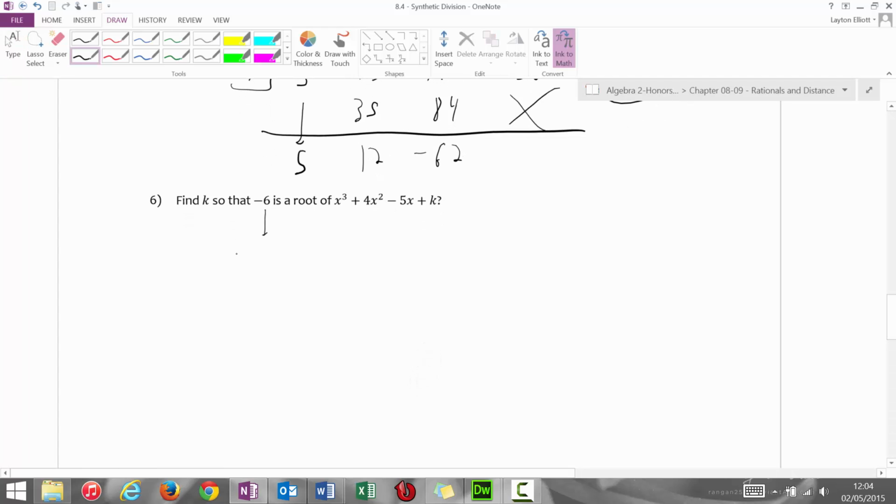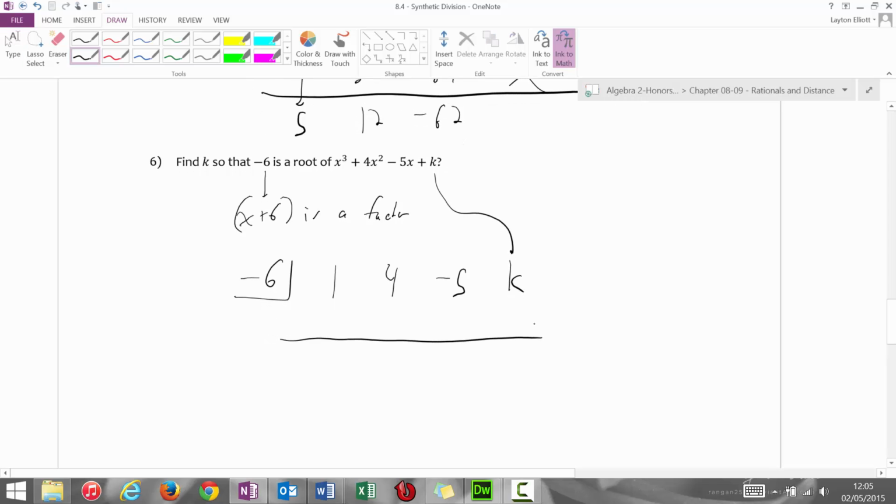We can do a question, find k so that negative 6 is a root. Well, again, if negative 6 is a root, that means x plus 6 is a factor, which means that I would divide by negative 6 with coefficients of 1, 4, negative 5, and you guessed it, that's just going to be k. Find k so that it is a root.